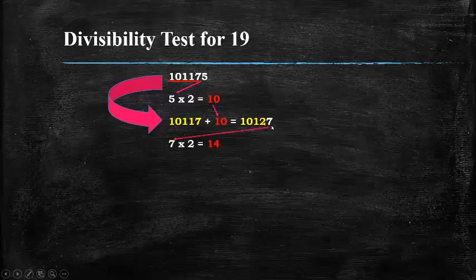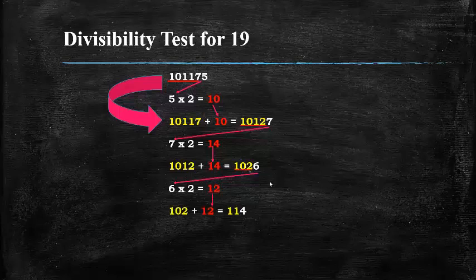Okay, so 7 into 2 gives me 14, and this 14 will be added with 1012, that gives me a value of 1026. So again I am going to take the unit digit value, that is 6, which is multiplied by 2. Okay, so 6 into 2 gives me 12, and this 12 will be added with the value that is 102 to give me a value 114.